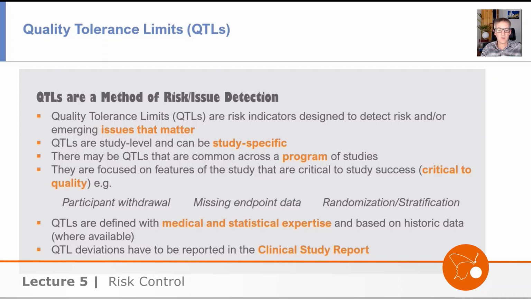And I think the industry is still in early days in implementing these. But you should have quality tolerance limits, and as I say, if you think of them as special, elevated, critical key risk indicators, and you've already got key risk indicators, then this is almost like having some of those that you elevate into that very critical level. And as a reminder, it's in the regulation: deviations from the quality tolerance limits have to be reported in the clinical study report.